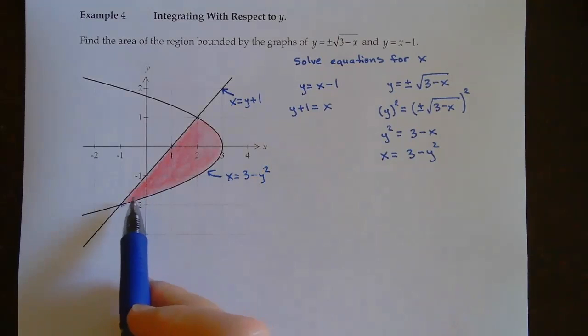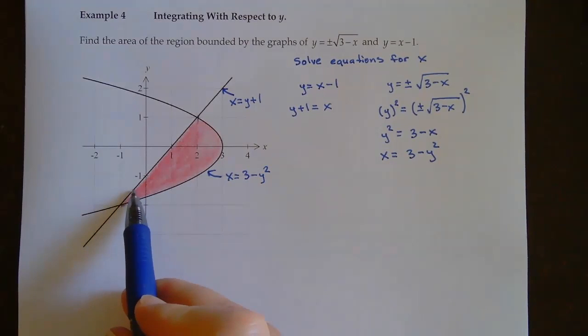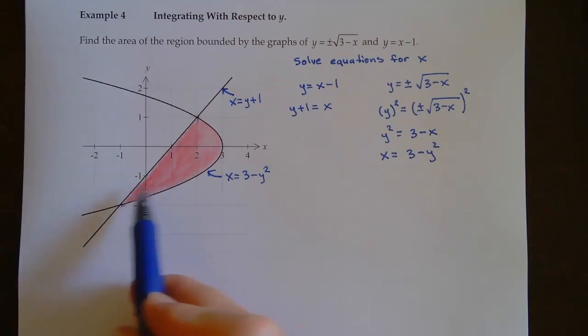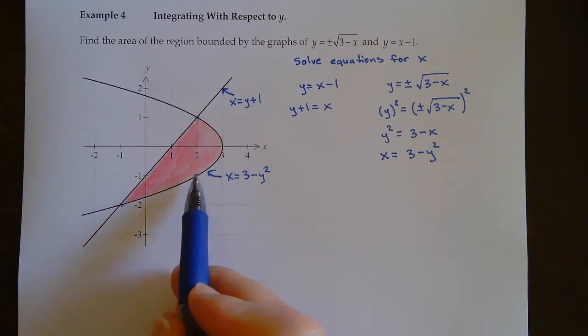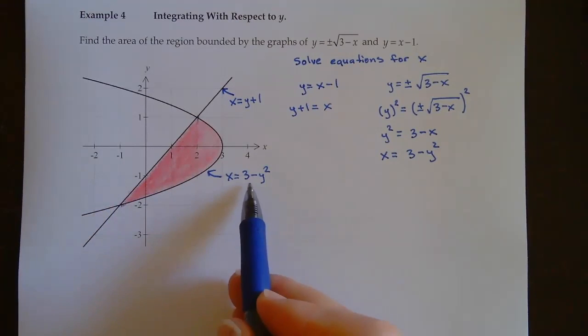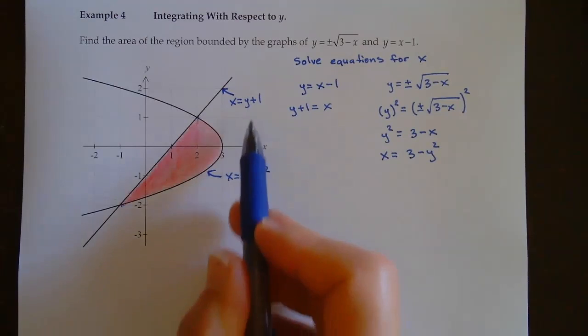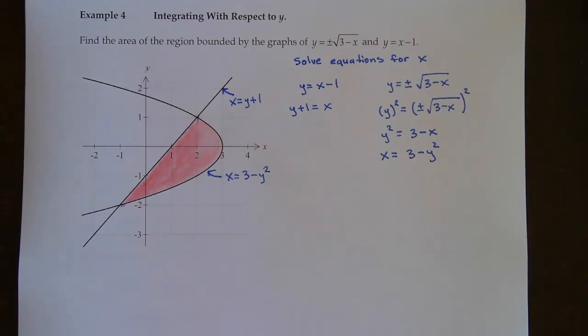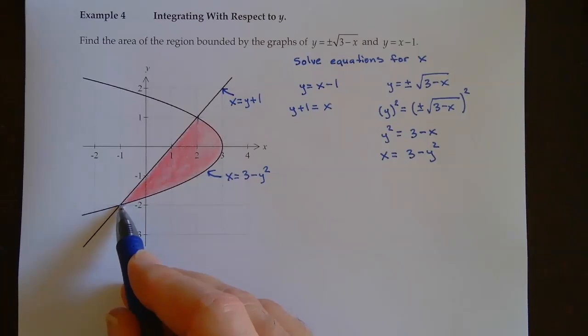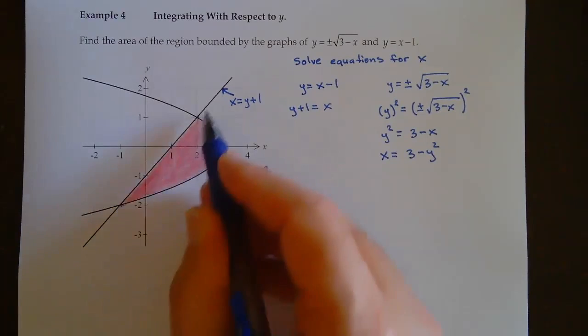And this is the situation that I talked about earlier, when we're going sideways like this. To get the length of this rectangle that's laying on its side to be positive, we're going to have to do the right curve minus the left curve. So it's going to be 3 minus y squared minus y plus 1 when we go to integrate. Now, we need to find when we start integrating, so we need to find these intersection points.